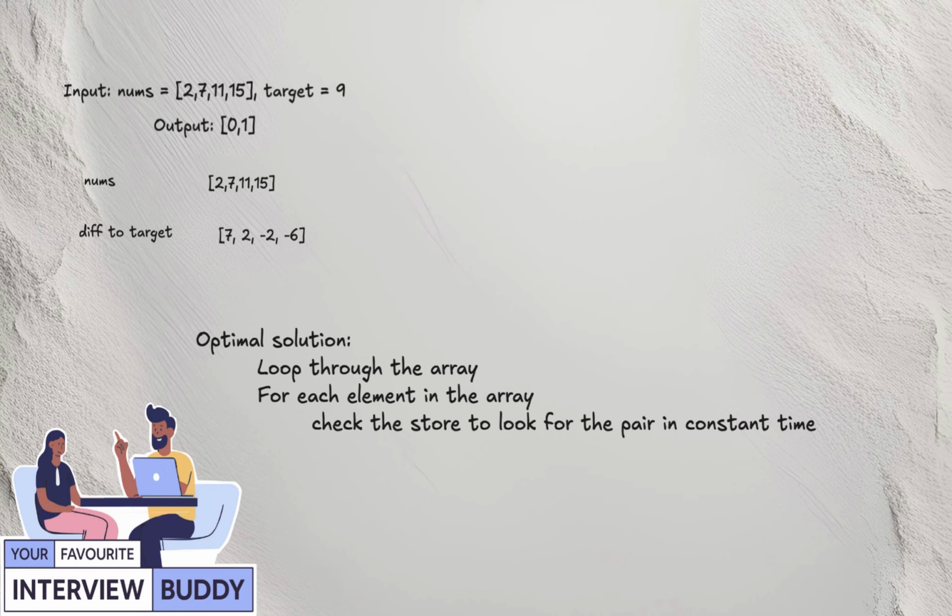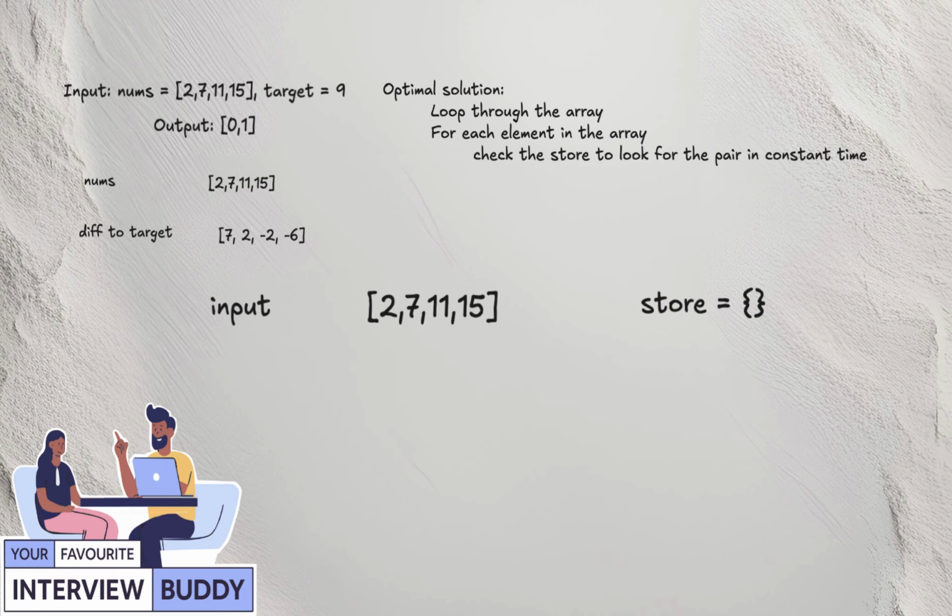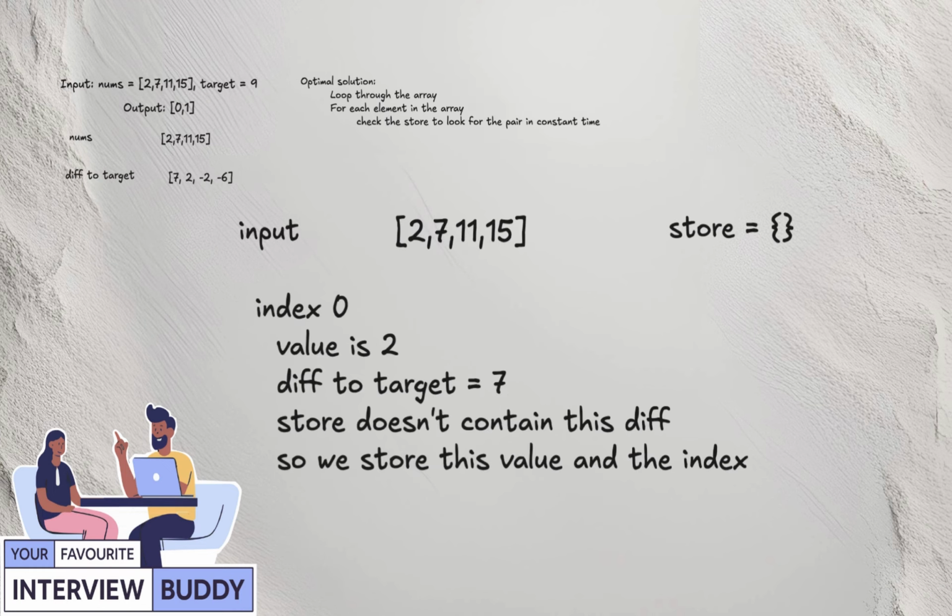If we cannot find it, then we just update our store with that element and its index. Let's walk through the example. When we start our algorithm, we have our input and then we have an empty store. While we are looping at index 0, the value is 2. What is the difference between 2 and the target? It is 7. Then we check our store. Does our store contain 7? Have we seen 7 before in this array? Currently, our store is empty, so we've not seen 7 before. So what do we do? We store 2 in our store and the index.